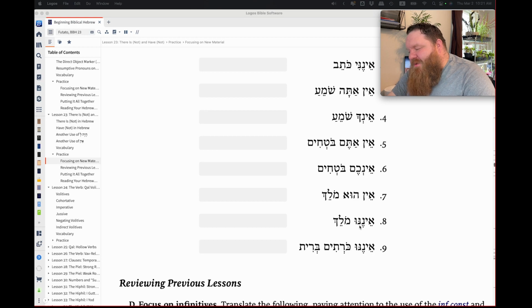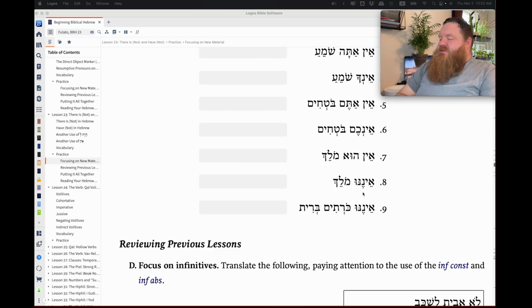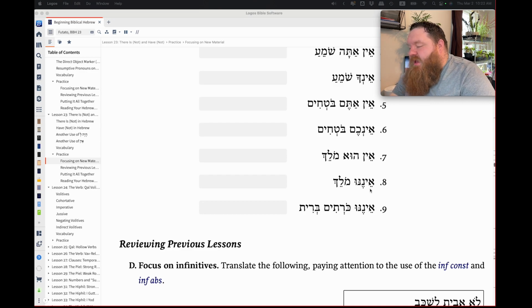Einenu, again, the only real difference between einenu and einenu is context. A covenant. That's how you tell. Perfect. There is something in the participle. So this is really helpful with ein on participles.